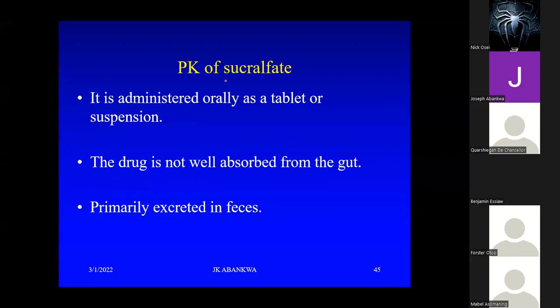The pharmacokinetics of the sucralfate. It is administered orally as a tablet or suspension. Please, I hope you know what tablet is and what suspension is. Please, pharmacology 1, try and know the difference between tablet, pill, suspension, and whatever. The drug here is not well absorbed from the gut. That's why it's able to line and fill the ulcer craters. They are primarily excreted in the feces.